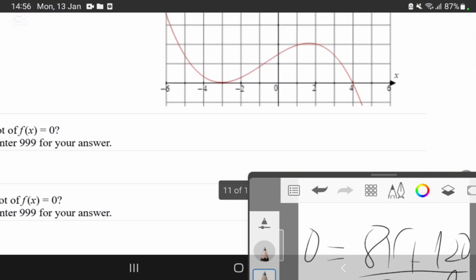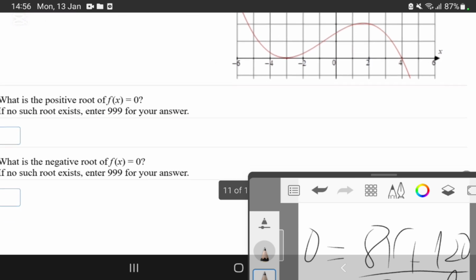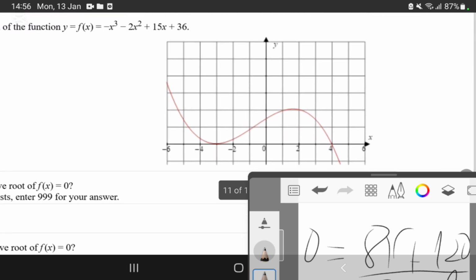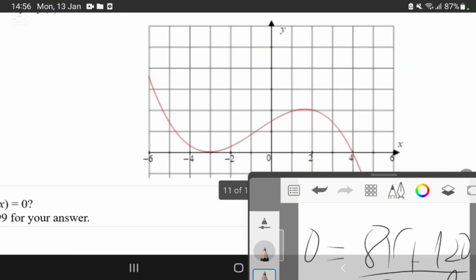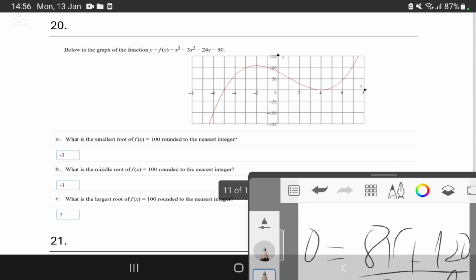And the positive root, if we draw a line, is 4. And then the negative root, same thing, we just draw a line on the x-axis and we get that the negative root is negative 3. Number 20.